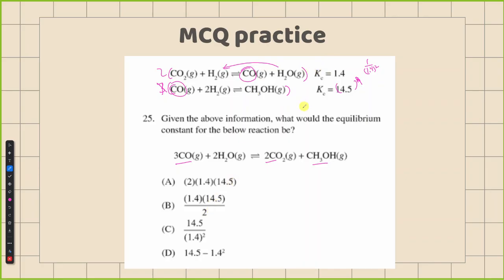None of these answers were matching what I had over here. So basically, I'm going to have 14.5 times 1 over 1.4 squared. Hey, and that one is C. That one makes sense. That one actually works.